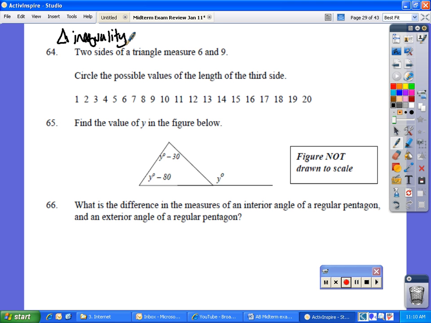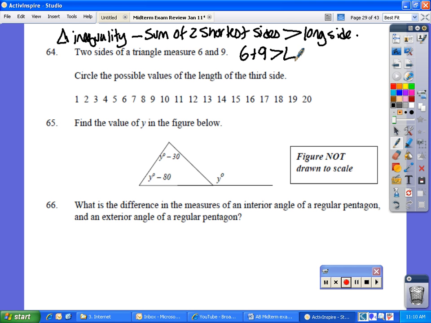That says the sum of the two shortest sides must be greater than the long side. Okay, so there's two ways to think about this question. 6 plus 9 have to be greater than the longest side if they're both the shortest sides. So 6 plus 9, this answer must be greater than the third side.